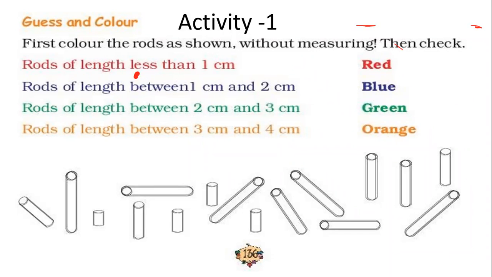Take some random rods and color them. Iron rods, it is difficult for you to get. So take some sticks. Color them in different colors: red, blue, green, orange. Take 4 different sticks. Different means different length. Color them to show the difference. You can color by crayon or paint. Don't measure that. After coloring, you can measure.